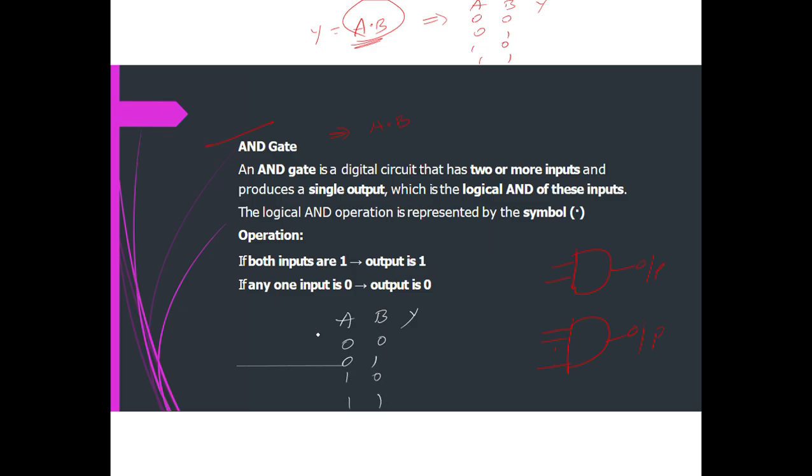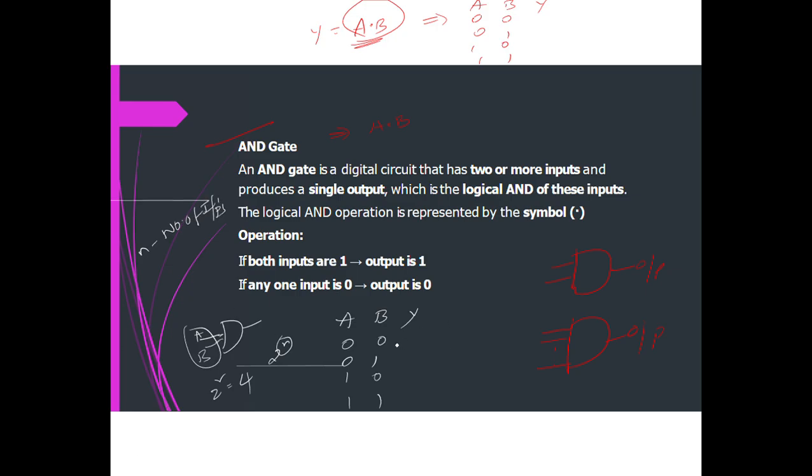When you consider two inputs, how many combinations are you going to get? There are two inputs A, B. So 2 squared is 4, and we get 4 combinations. What are those? 0, 0; 0, 1; 1, 0; 1, 1. So it is 2 power n, where n means the number of inputs.